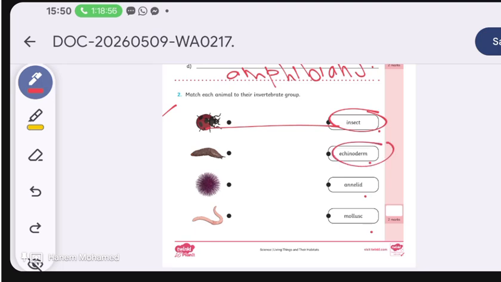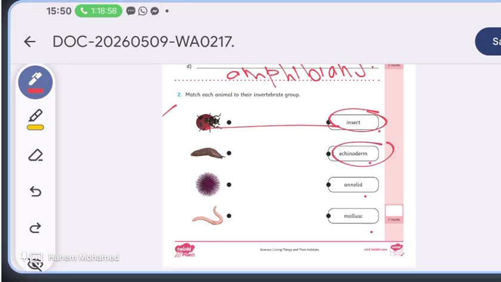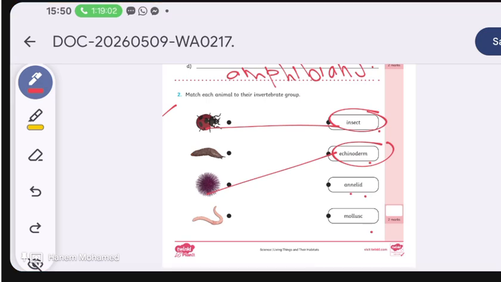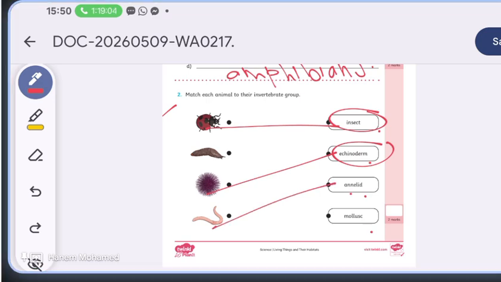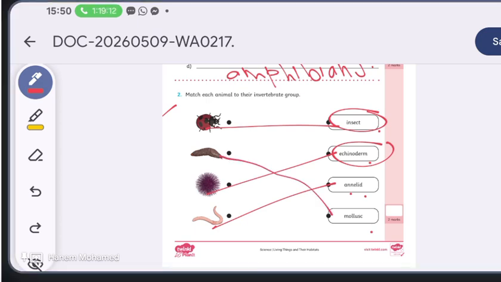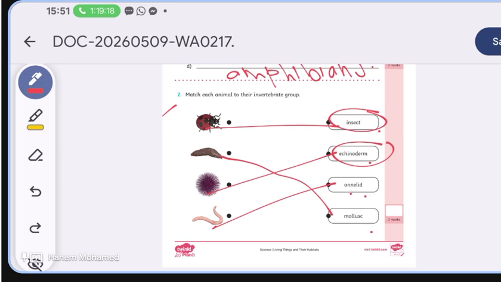Echinoderm, it means it has spikes or spines. So of course it will be what? The third. Annelid, it means it looks like a worm. The last one, mollusk, it's so soft, like a jellyfish. So you need to know the words and the meaning. Echino, it means what? Annelid, it means like a worm. A mollusk is so soft.